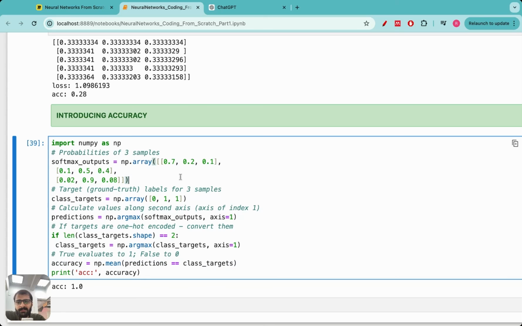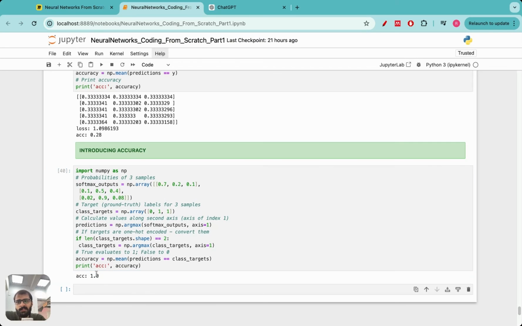In this particular case, if you look at the first row, the maximum index is 0. If you look at the second row, the maximum index is 1. And if you look at the third row, the maximum index is 1. So it's 0, 1, 1, which is exactly similar to the class targets, and so the accuracy will be 1 in this case. As you can see, it's not really a great metric because it does not tell us how close or how far we are. But when training large neural networks, we often plot accuracy over a period of time as the weights continue to optimize themselves and change.